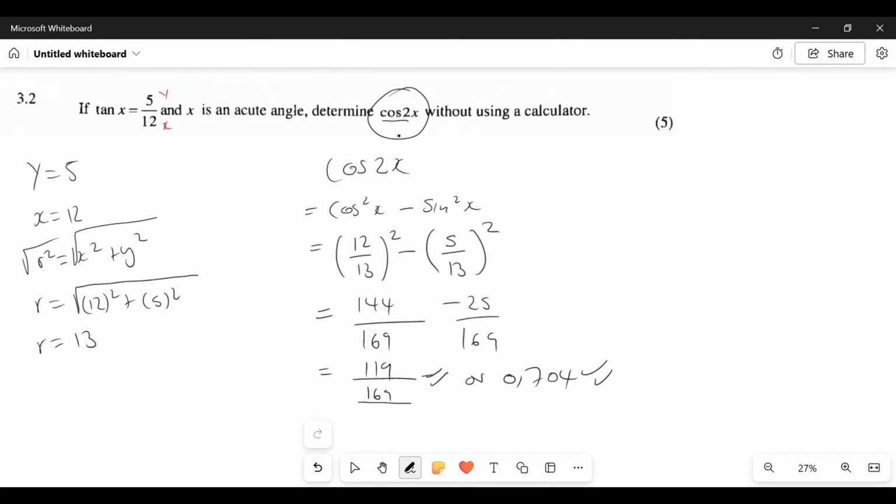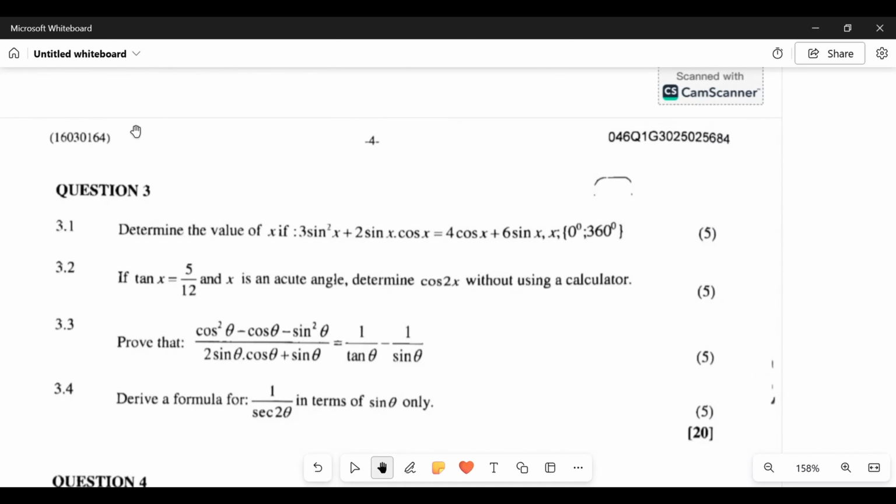Right, people, we are done with 3.2. How about we do 3.3? All right, guys, let's look at 3.3. As you can see, here is the question from 3.3. Again, I'm going to copy this question, paste it where there is space, and then let's solve it, my good people.